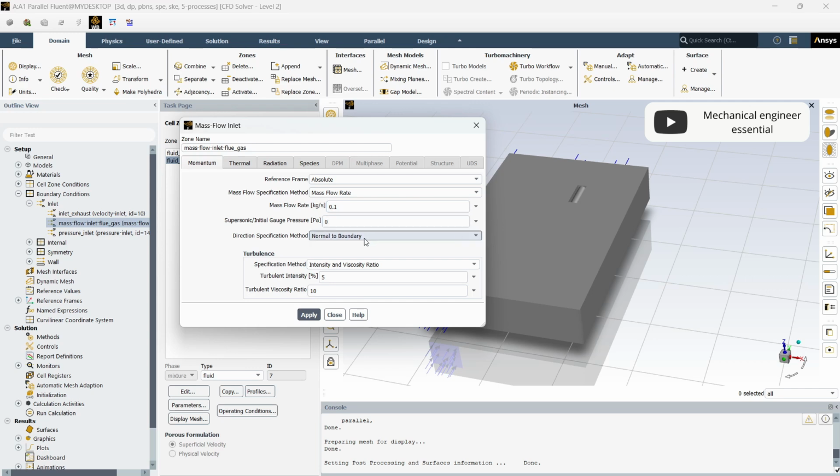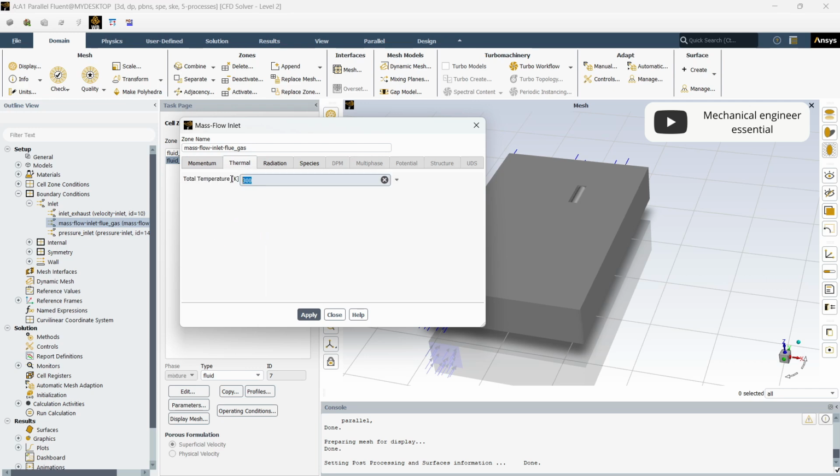The direction specification method is set to normal to boundary, which means the flow enters perpendicularly to the inlet surface. This is commonly used when the flow direction is well known and aligned with the boundary orientation, and it simplifies the setup by avoiding the need to define vector components manually. In the Thermal tab, we input a total temperature of 1200 Kelvin. This value represents the high temperature of the flue gas produced from combustion. Specifying this temperature is essential because Fluent uses it in solving the energy equation to simulate heat transfer, especially when radiation is involved, as it is in our case.